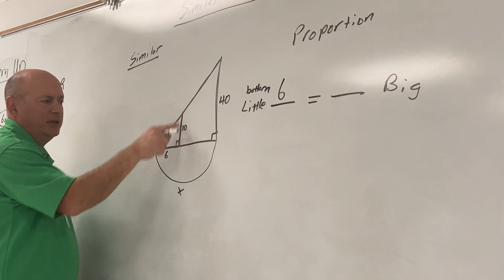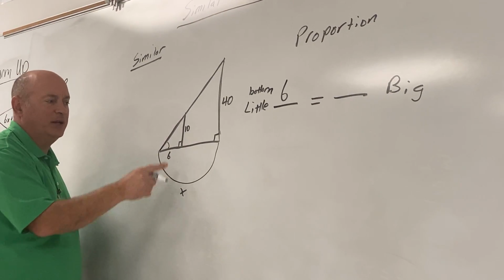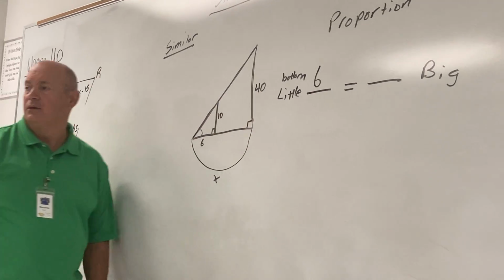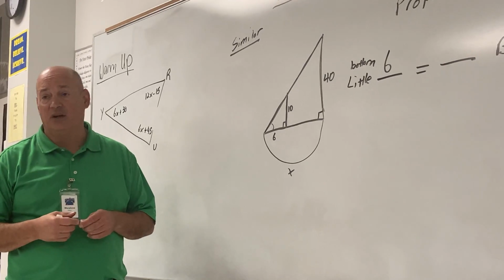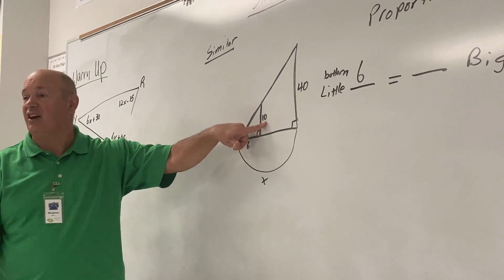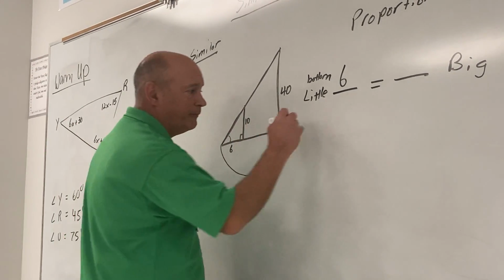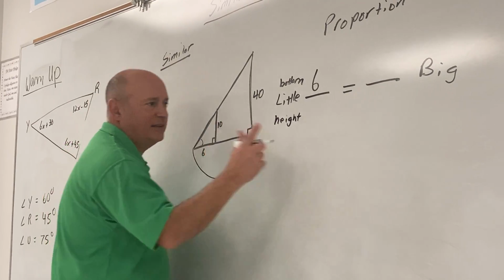What is this? What do y'all want to call that? We're talking about the little triangle. What do y'all want to call it? You can call it the right side, you can call it the height, you can call it whatever, but let's call it the height. I like the height better. So let's call the height 10.